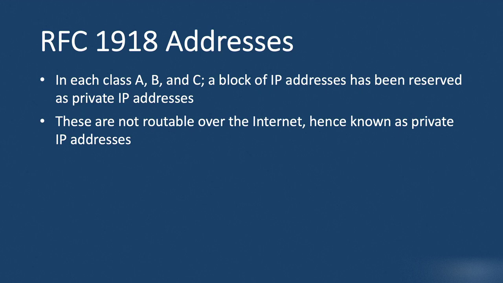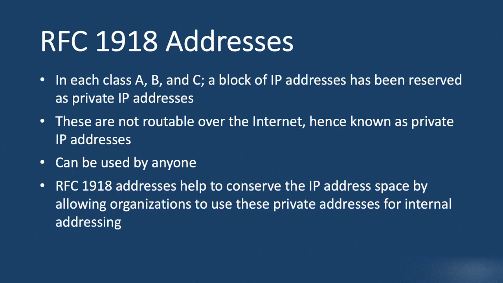So RFC 1918 addresses are private IP addresses. They are called private because you can use them within your organization or within your private setup, but you will not be able to use these addresses to route packets over the internet. These addresses can be used by anyone. Nobody owns these IP addresses. Unlike public IP addresses that you purchase, private IP addresses are free for anyone to use.